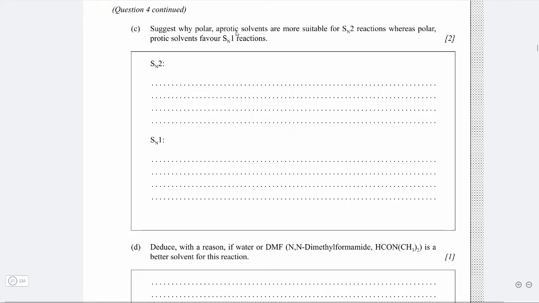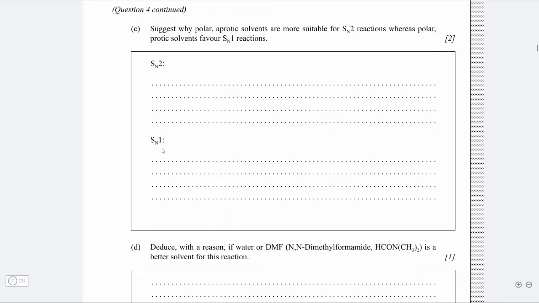Oh wait, polar aprotic solvents. Okay, so a protic solvent is able to form hydrogen bonds. So you want it aprotic to not form hydrogen bonds to stabilize the nucleophile.